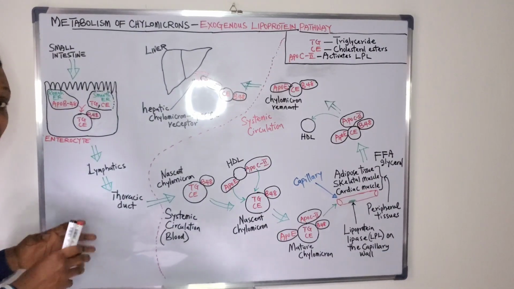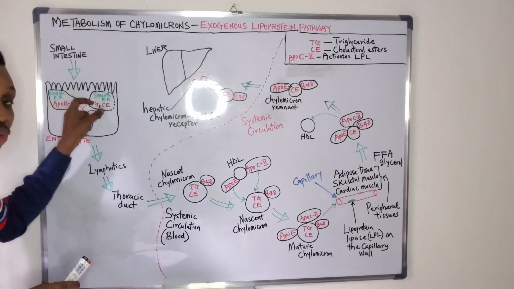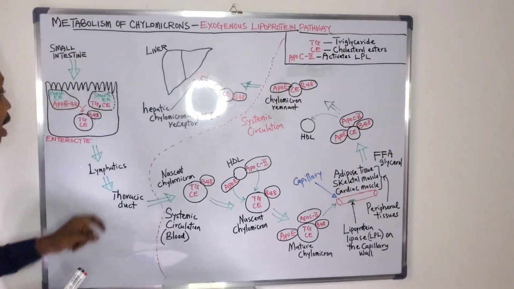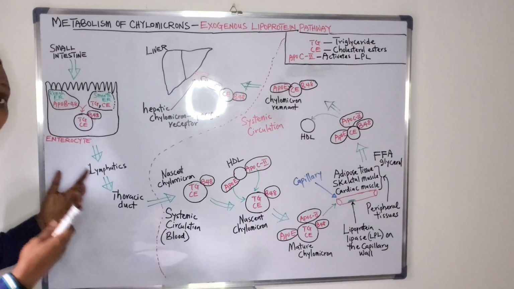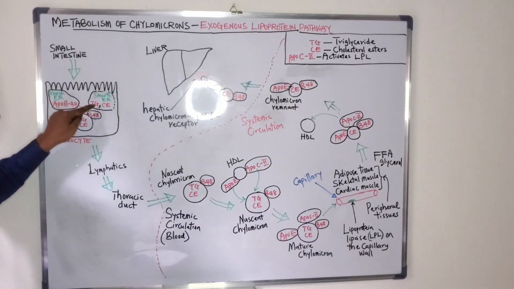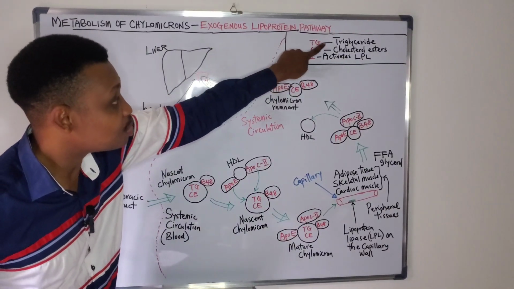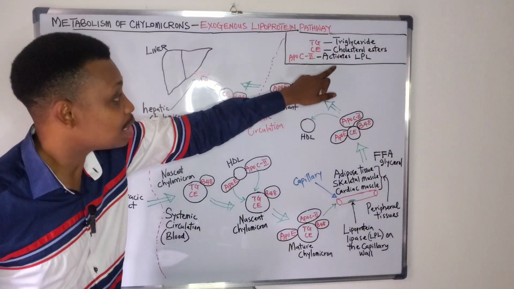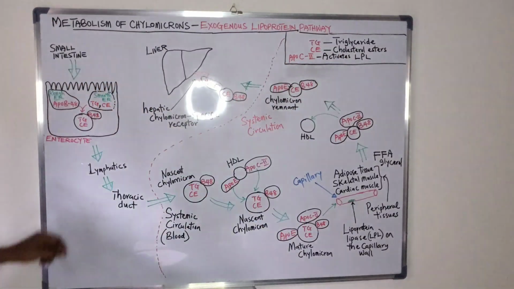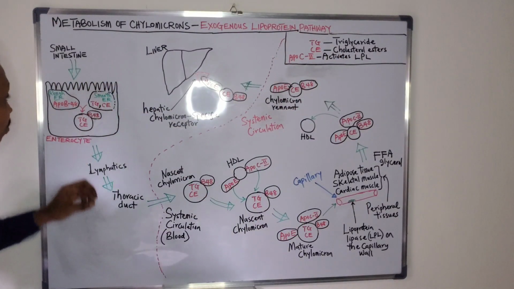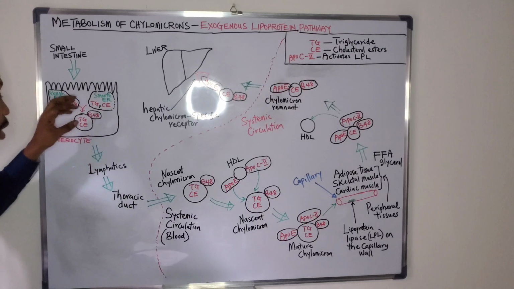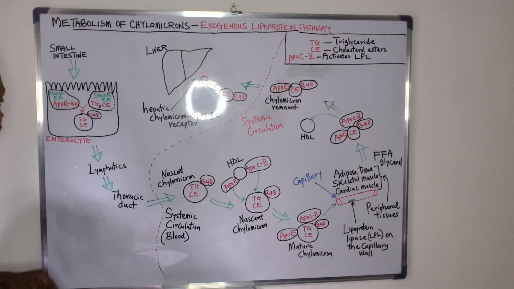That is to say, triglycerides will be reformed in the smooth endoplasmic reticulum, and cholesterol will be esterified to form cholesterol esters. So TG represents triglycerides, as written here, and CE represents cholesterol esters. So in the smooth endoplasmic reticulum, triglycerides and cholesterol esters will be formed.